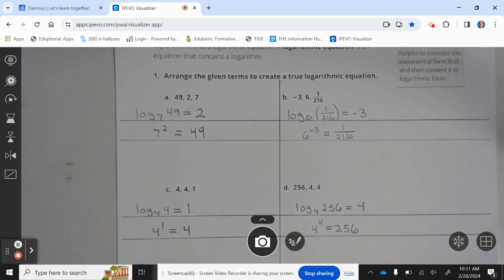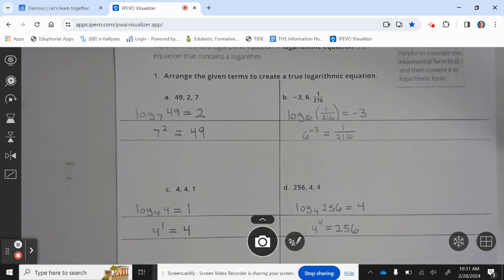1a, 49, 2, and 7 can be used to create log base 7 of 49 equals 2, or 7 squared equals 49. 1b, given negative 3, 6, and 1 divided by 216, you can write log base 6 of 1 divided by 216 equals negative 3, or 6 to the negative 3 equals 1 divided by 216.